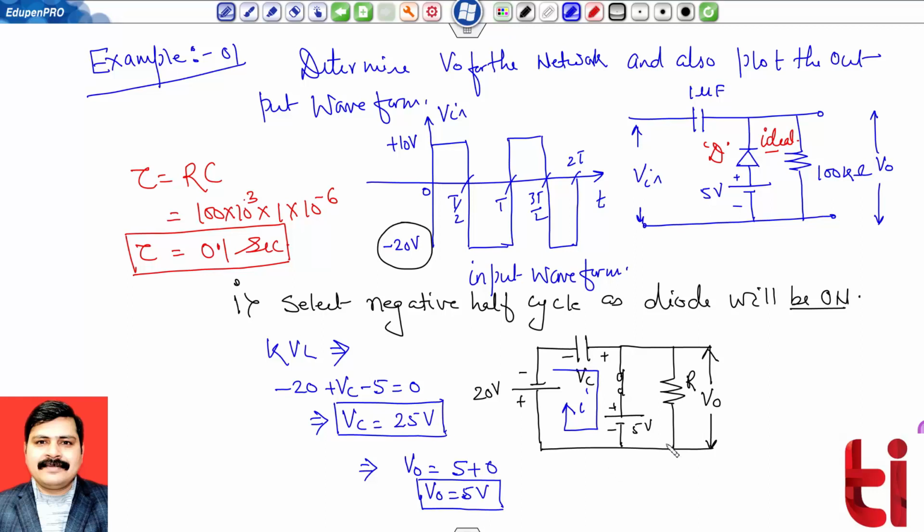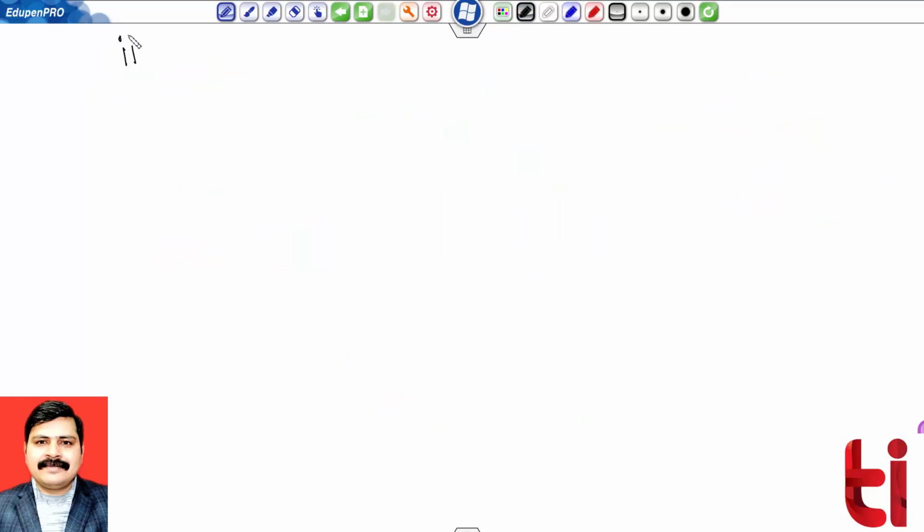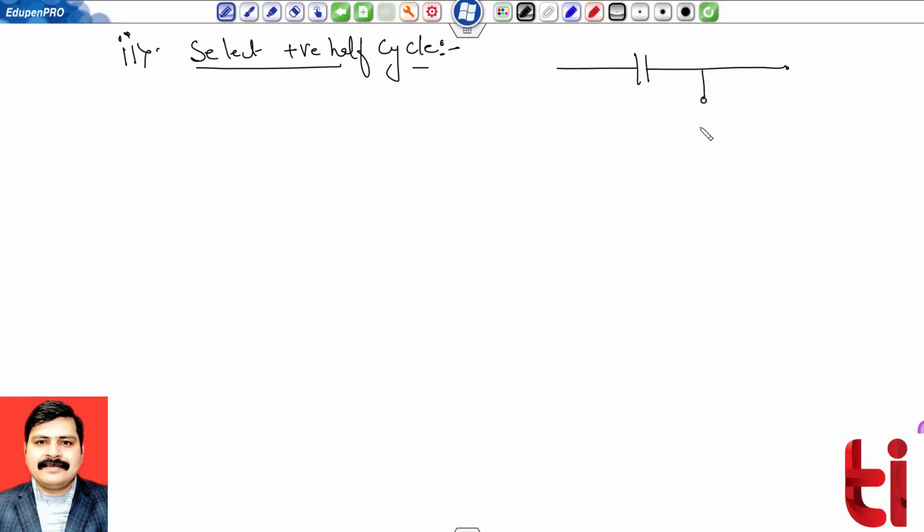Okay. Now let us do the analysis for positive half cycle. So select now the cycle to positive half cycle, and let me draw the circuit diagram first. Diode will be replaced by an open circuit. Resistance is available. We have to find the output voltage across this resistance.